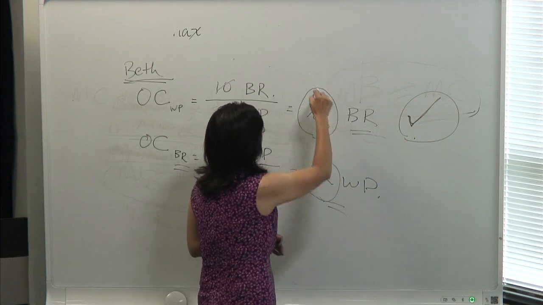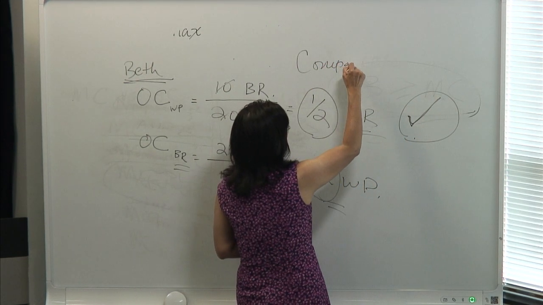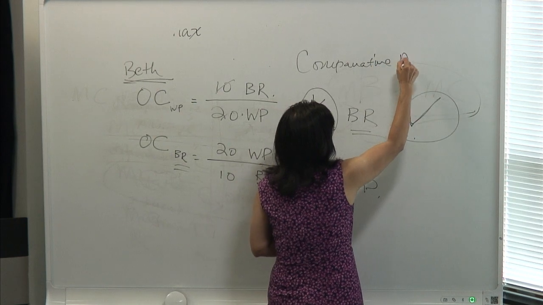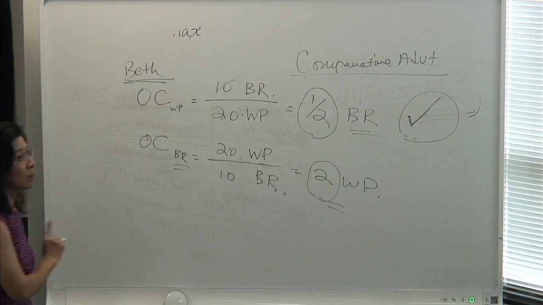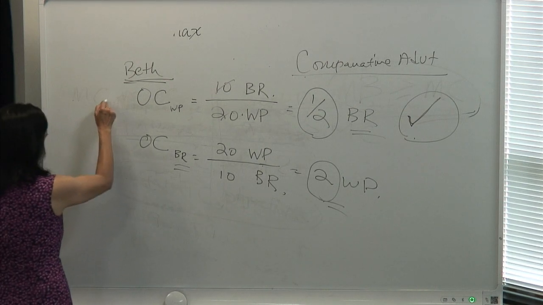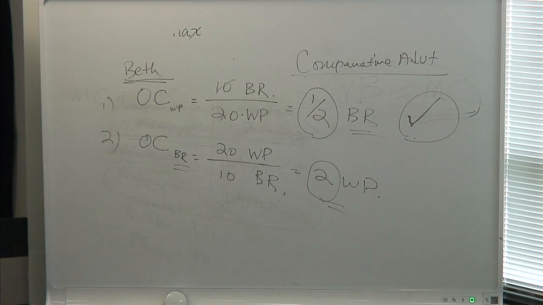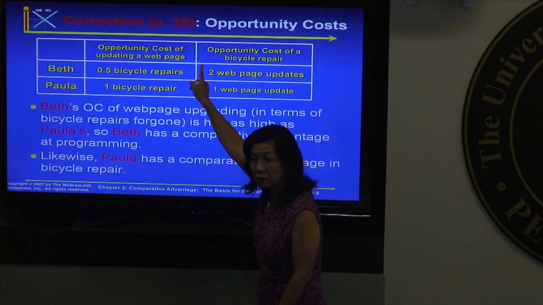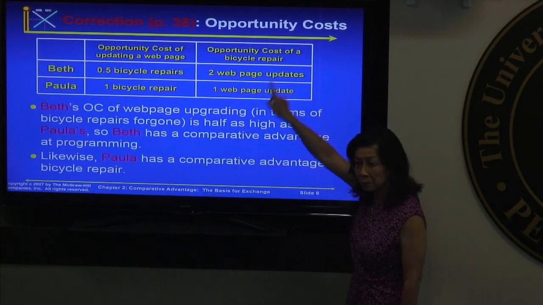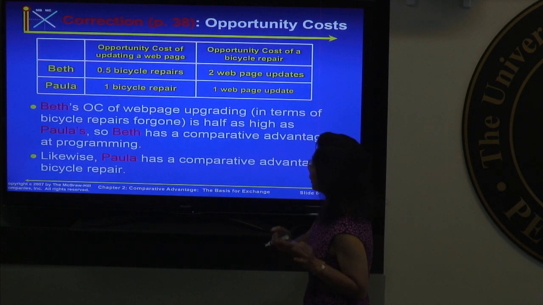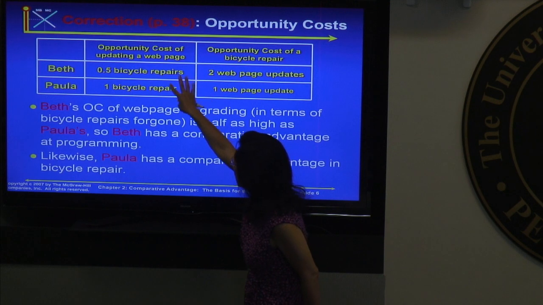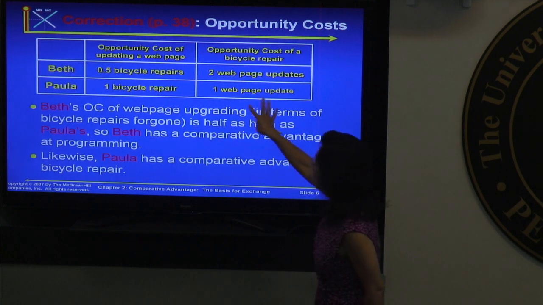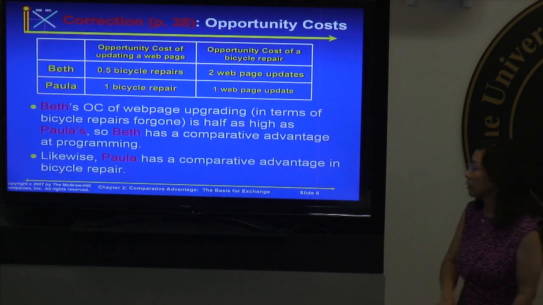Because remember, we want to answer the question about whether she has comparative advantages or not. So we look at the opportunity cost, and this is one way to calculate the opportunity cost of both. So here it is, right here. There's a correction on your book, so be sure you write this down. Your book is not correcting this on that particular table.